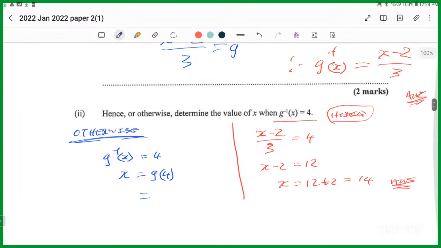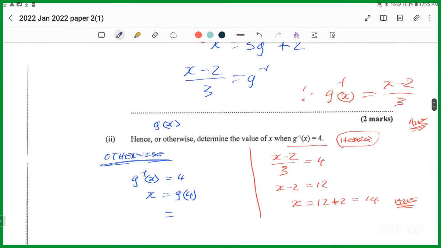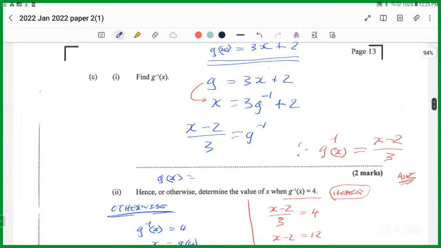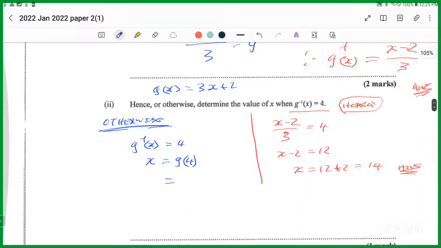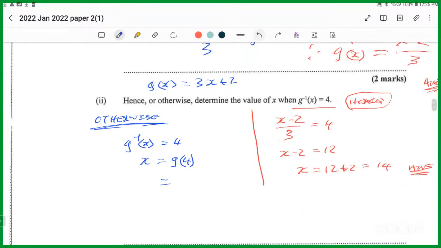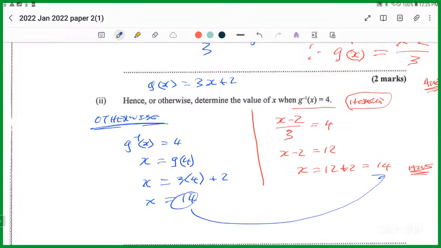g of 4. What is g again? The g function is 3x plus 2, right? So if you want g of 4, you put in 4 inside here, so you get 3 times 4 plus 2. 3 times 4 is 12, and 12 and 2 is 14. So you're getting the same thing. If g to the minus 1 of x is equal to 4, then x equals g of 4, and the g of 4 in this case came out to 14. Same answer we got over there. So that's two ways I showed you.